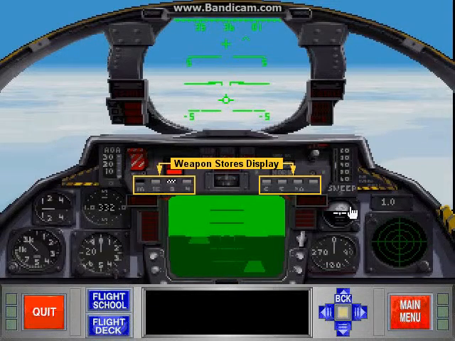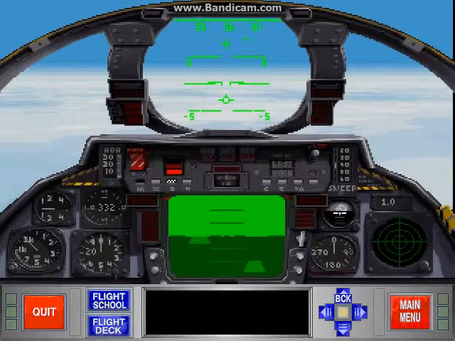The Weapon Stores display shows the number and location of missiles remaining on each side of the aircraft. A black box means that the weapon at that station has been fired, while a gray box indicates an unused missile. The checkered box indicates what weapon is selected to be fired next.